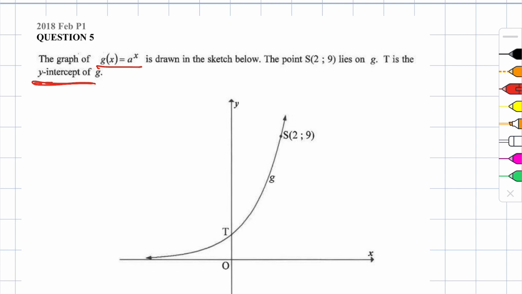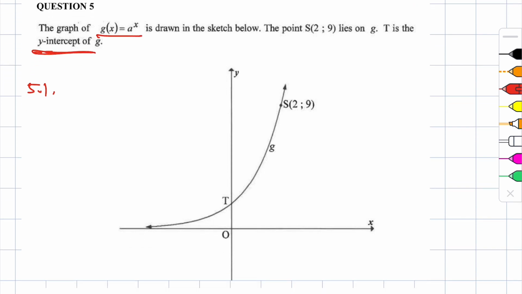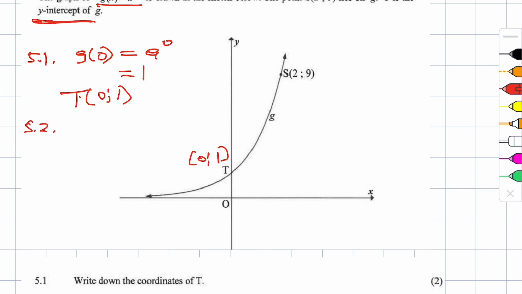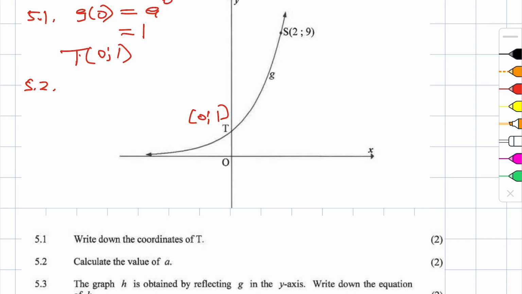Okay, so that is quite easy. 5.1, with T, we know that T is the y-intercept. So you make x equal to 0. So it's g of 0 equal to a to the power 0, which is equal to 1. Therefore, the coordinates of T will just be x is 0, y is 1. So this is (0, 1).